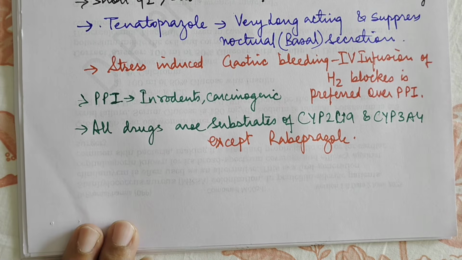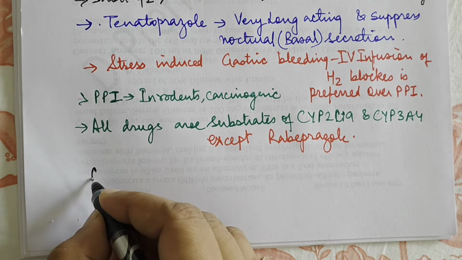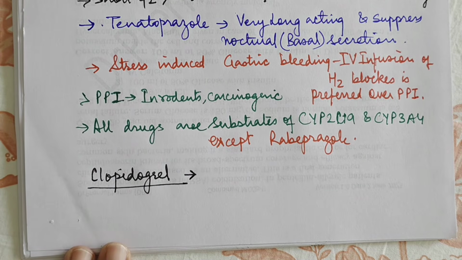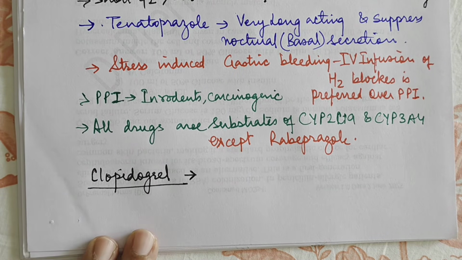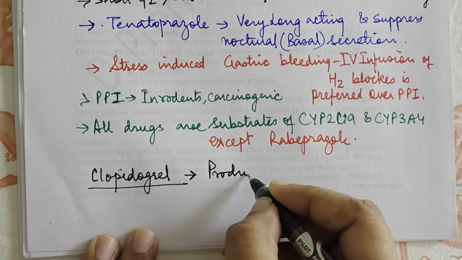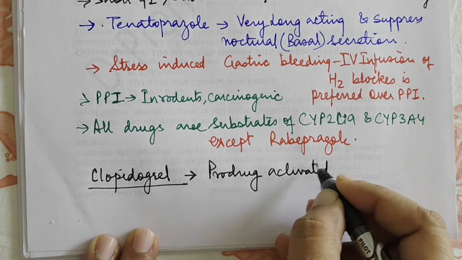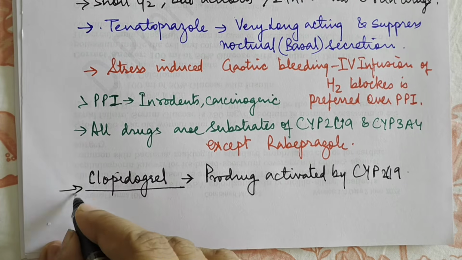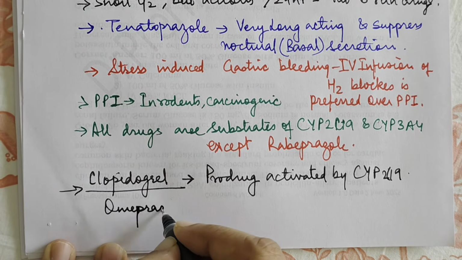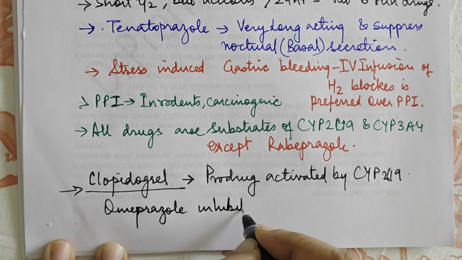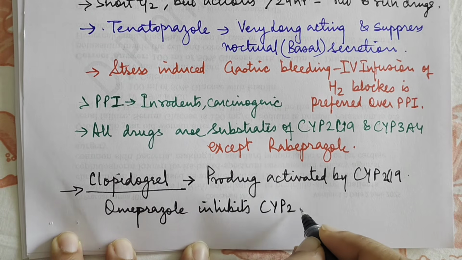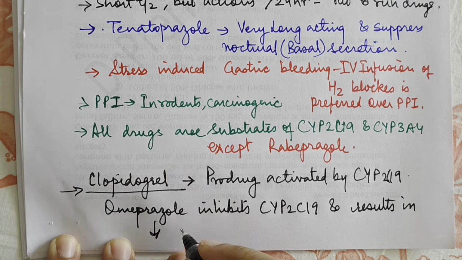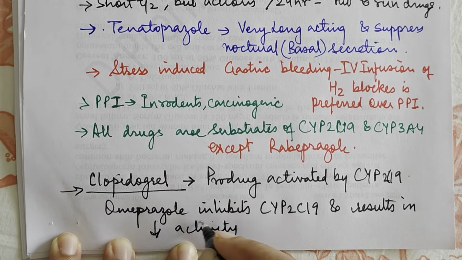Then next we have a very important fundamental. There is a drug called clopidogrel. We know this is an antiplatelet agent. Now clopidogrel is a prodrug, and this is activated by CYP2C19. Now why I am telling you here is because we have a relation with PPI. Omeprazole inhibits this CYP2C19, and it results in decreased activity of clopidogrel.